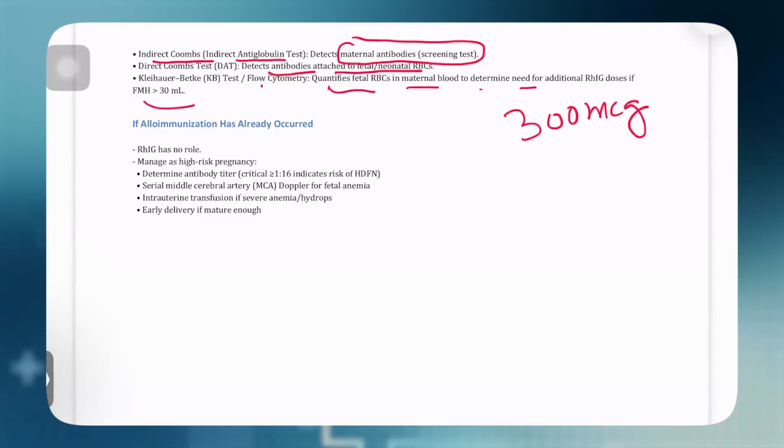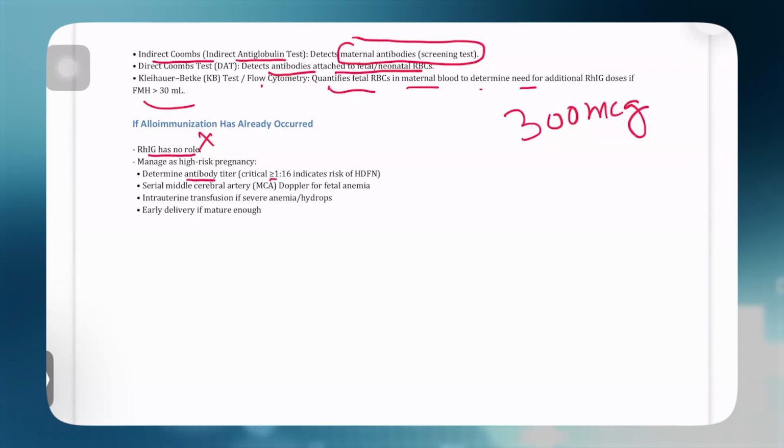Now, if the exposure has already occurred, sometimes when pregnancies are unattended, the patients come directly. Then the immunoglobulin has no role. Then you have to manage the pregnancy as a high risk pregnancy, because you don't even know if the patient has had a miscarriage in an earlier pregnancy. You don't know because they are unattended people. So then you have to send the antibody titer.